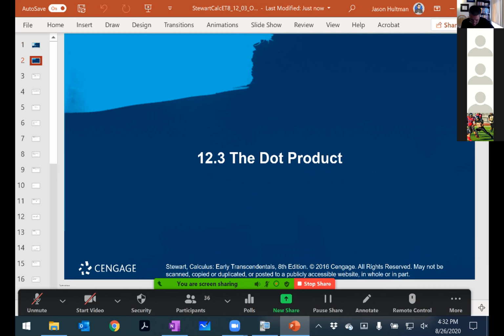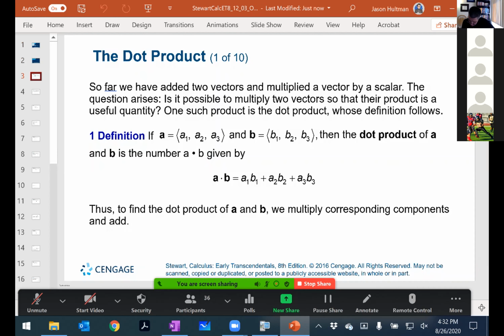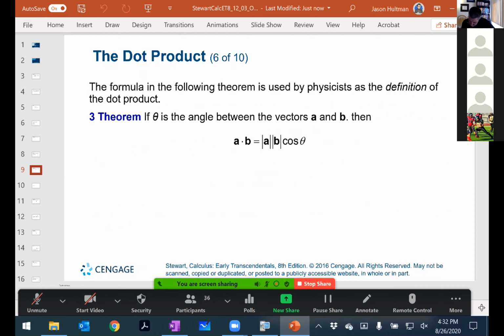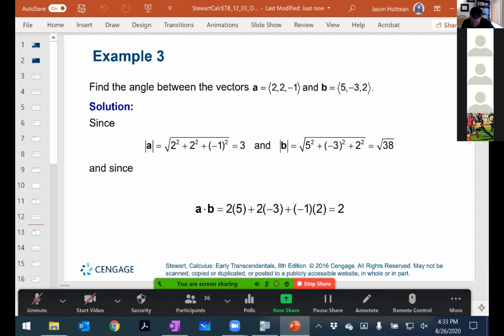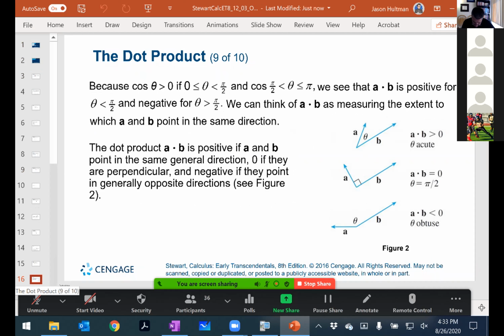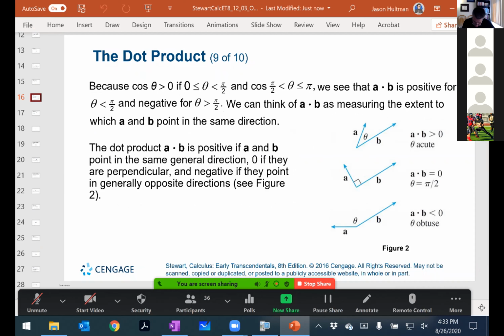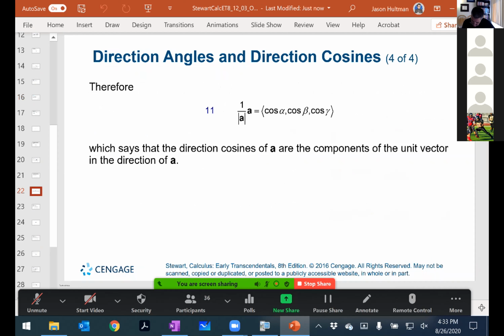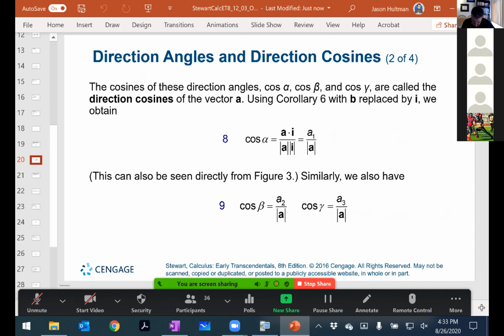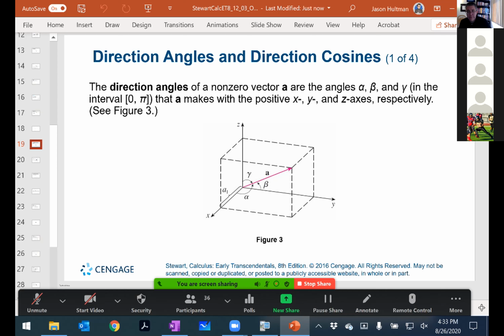Let's see what we got here, the dot product. We went over that already. Our dot product, okay. Directional angles, here we go. Directional angles. Is there a picture? Yes, here we go. There's the picture that I would have a really hard time drawing.